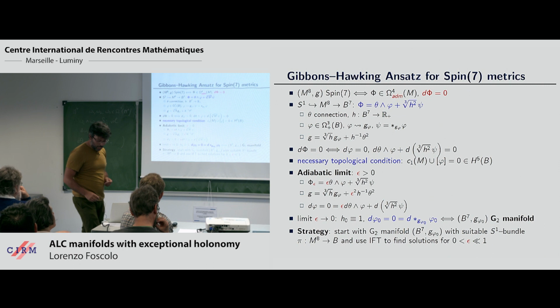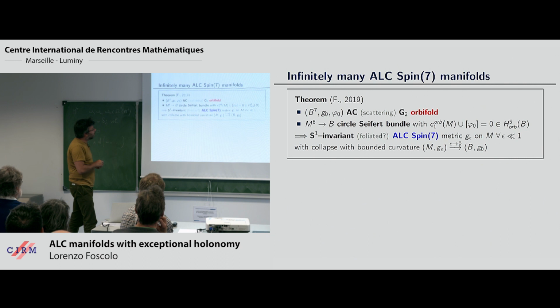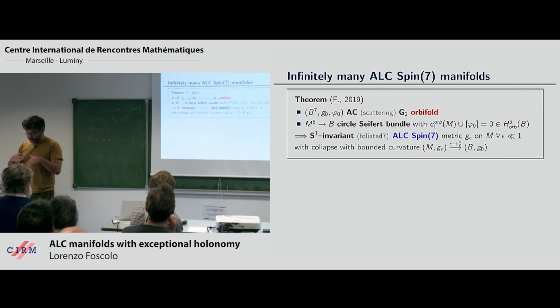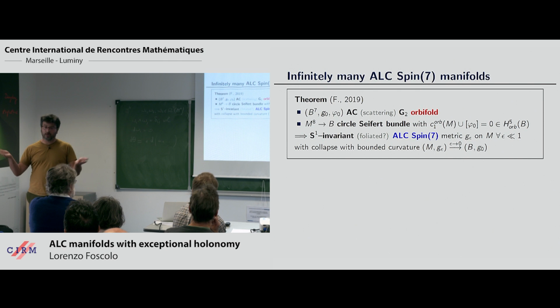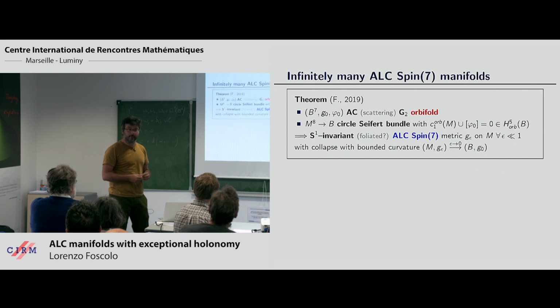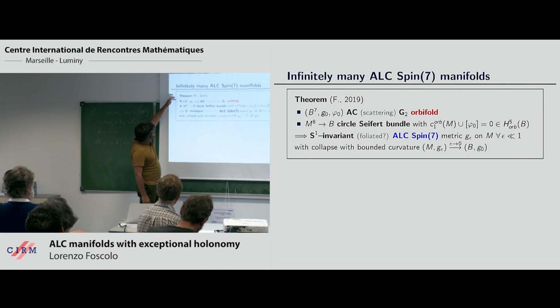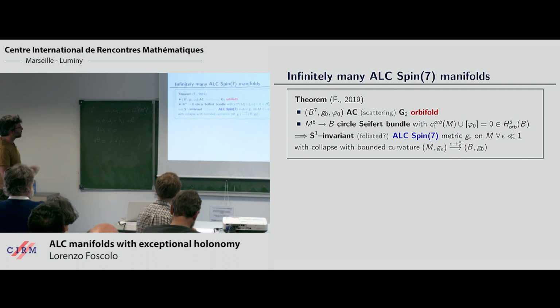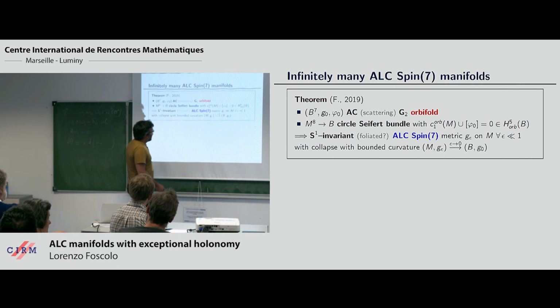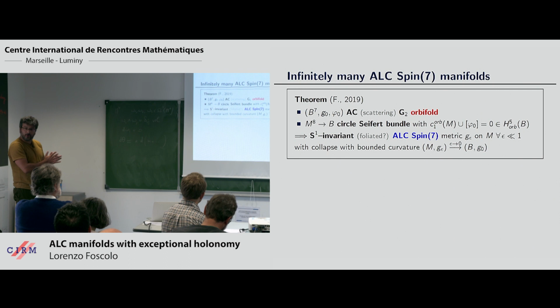And this works in a particular setting where you try to construct ALC metrics. If you try to construct ALC metrics, you want to start from some asymptotically conical, so scattering, lower dimensional space, and construct an extra dimension on a circle bundle. So here we start from an asymptotically conical G2 metric, and we get a one-parameter family of highly collapsed Spin(7) metrics on a suitable circle bundle, satisfying the topological constraint. But what I want to emphasize here is that one has to be a little bit more general to get a useful theorem here.